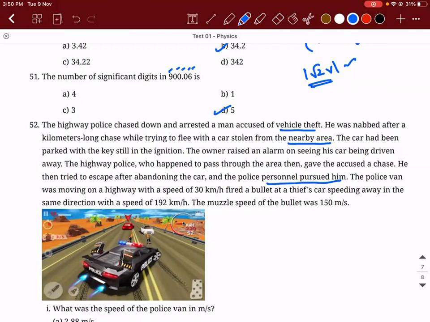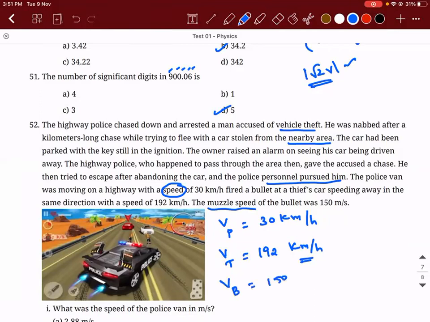The police van was moving on the highway with a speed. Again, the word speed. So, speed of the police van is 30 kilometer per hour. Fired a bullet at the thief's car, speeding away in the same direction with a speed of 192 kilometer per hour. This guy is going with a speed of 192 kilometer per hour. This is the speed of the thief. And the muzzle speed means it is the velocity of the bullet that they are trying to speak about, which is going to be 150 meter per second, which is very, very fast.